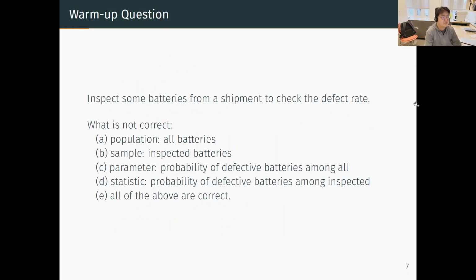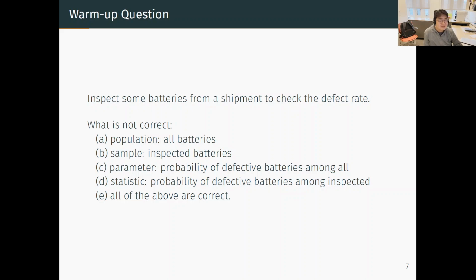So then think about this. Suppose that you are an electric vehicle manufacturer and you just received a shipment of batteries from a battery maker. You are inspecting the batteries, and you can also think of this as a kind of estimation problem, right? Because you cannot inspect every battery. What is not correct? If you understand quality control inspection as an estimation of the defect rate, what is not correct? Population, sample, parameter, statistic.